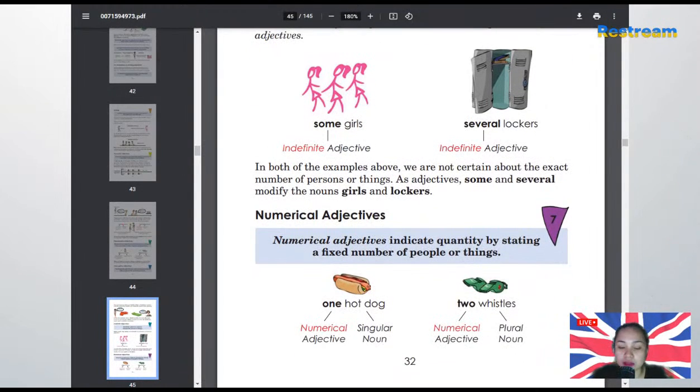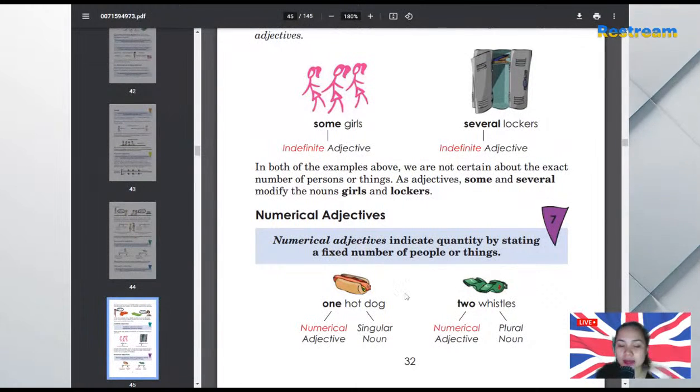We stopped at page 32, at the numerical adjective. So we are going to continue with the numerical adjectives. Remember from yesterday, this is an indicator of quantity by stating a fixed number of people or things. Here we are giving the count, or how many the noun is. Numbers are also used to identify a noun by asking how many.